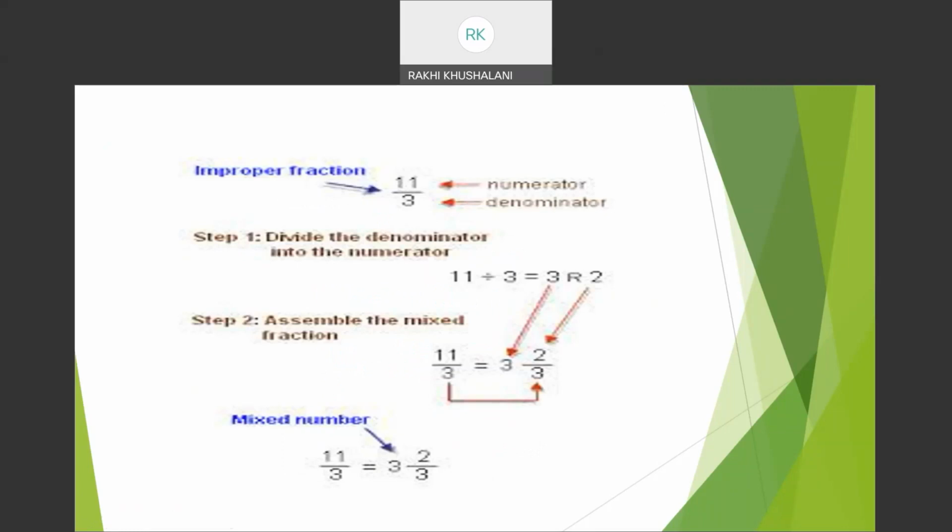The improper fraction is 11 by 3. The numerator is 11, the denominator is 3. Step 1, divide the denominator into the numerator. So 11 divided by 3: 3 into 3 is 9. So the quotient that you're getting is 3, and the remainder that you get is 2. 11 minus 9 is 2.